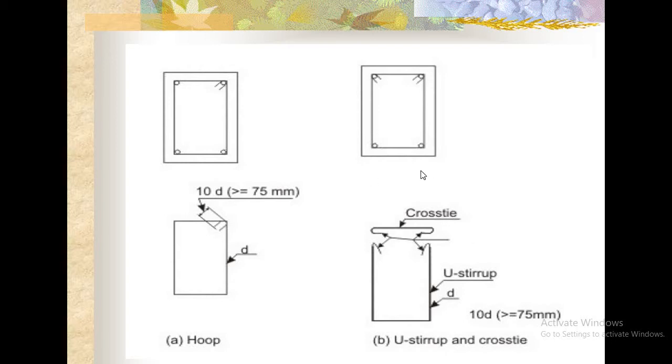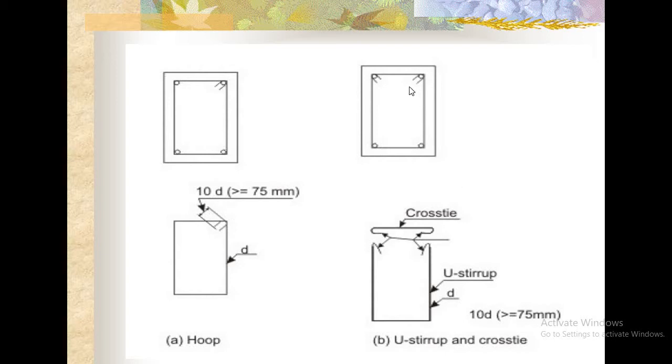You see, this is the cross section of a beam or a column. Actually, four reinforcement bars are provided here. Stirrup is provided here. This is the hoop, or this is the stirrup. What is the length of this stirrup hook? It should not be less than 10 times the diameter of bar, or it should be greater than or equal to 75 mm, 7.5 centimeter, or 10 times.